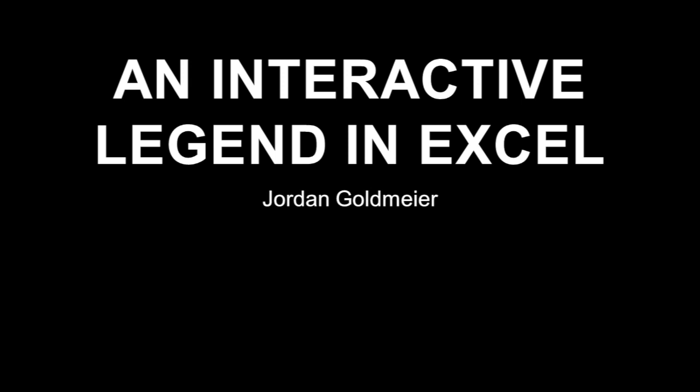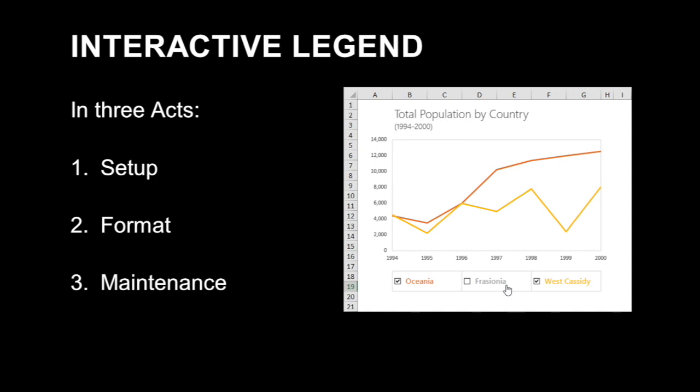In this module, we're going to talk about how to build an interactive legend in Excel. Now, what do I mean by an interactive legend? Well, over here on the right, I have a picture of what we're going to make. You can see that we have a line chart showing the population for each country. And what I'm able to do is use these checkboxes to turn on and off that display.